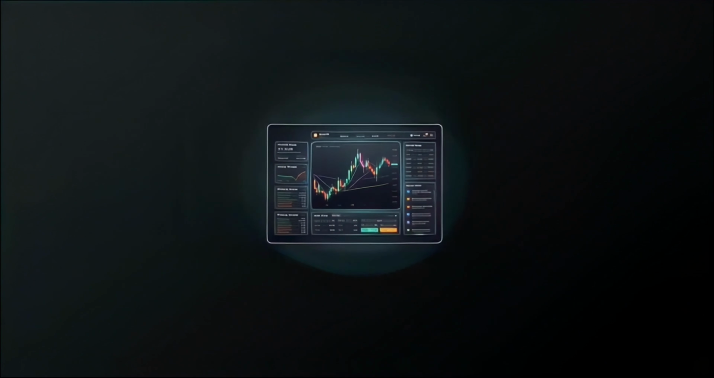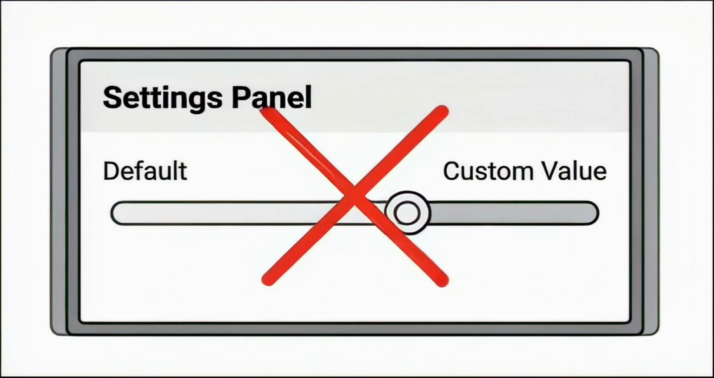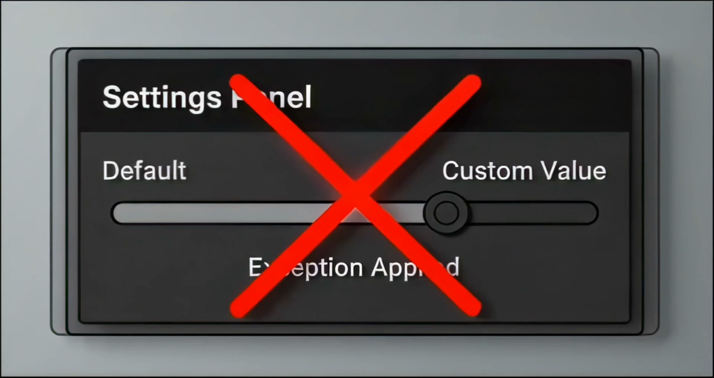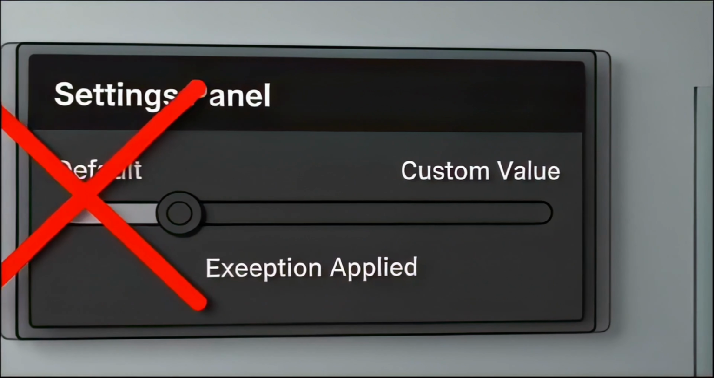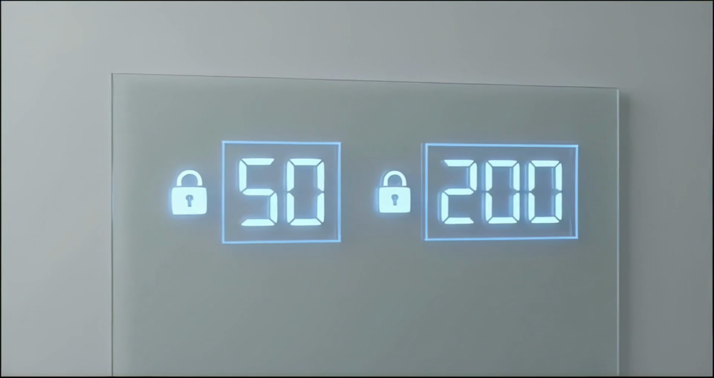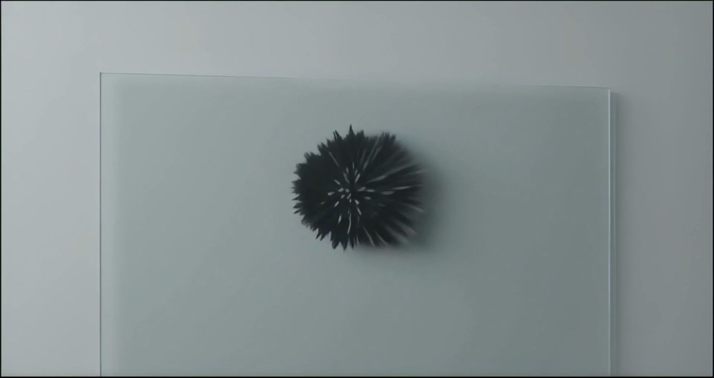Then, the second 2 numbers, 50 and 200. And this is the part that matters most. Normally, I would tell you to move off the default settings on any indicator, because different is the reason you have an edge. These 2 are the exception, and the reason is important.